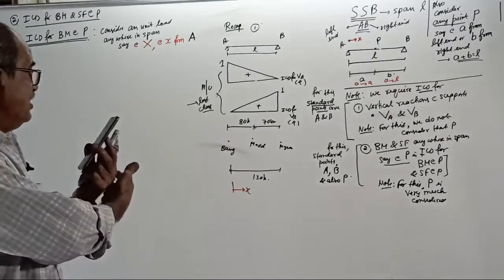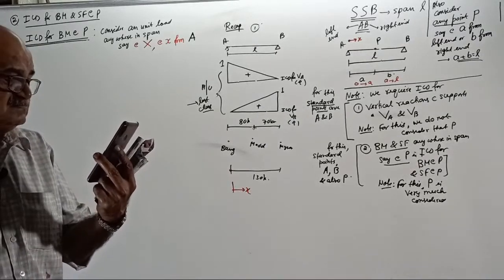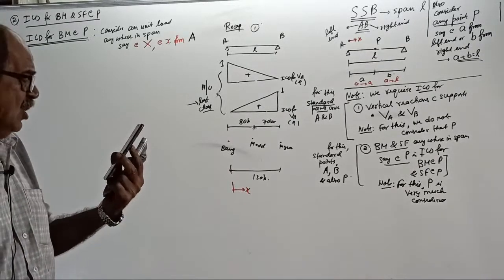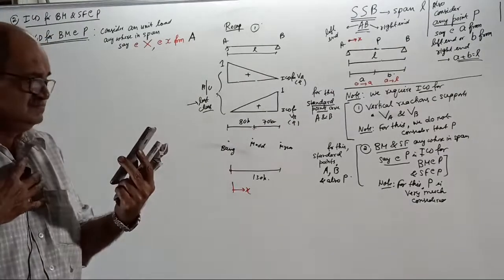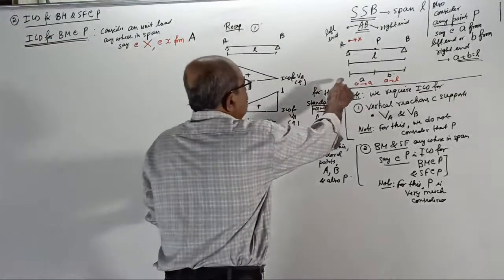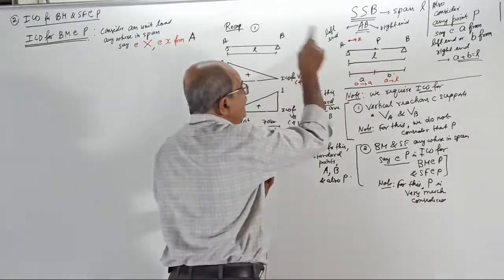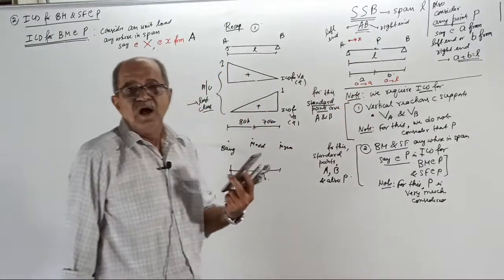I will start the ILD now. Again and again I will not tell. I will simply put the limit. First is 0 to a, then a to L. What is a to L? How is it a to L? 0 to a, then measurement from here, a to L. Crystal clear?